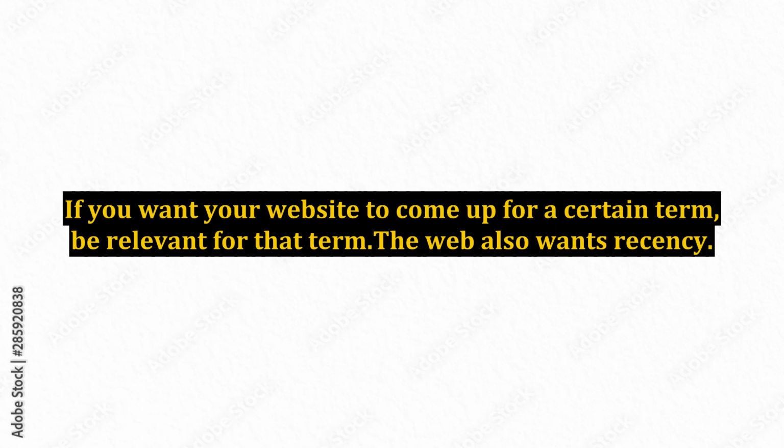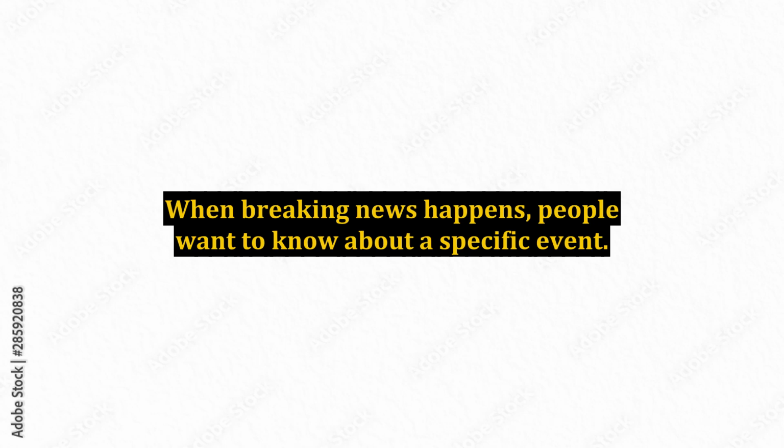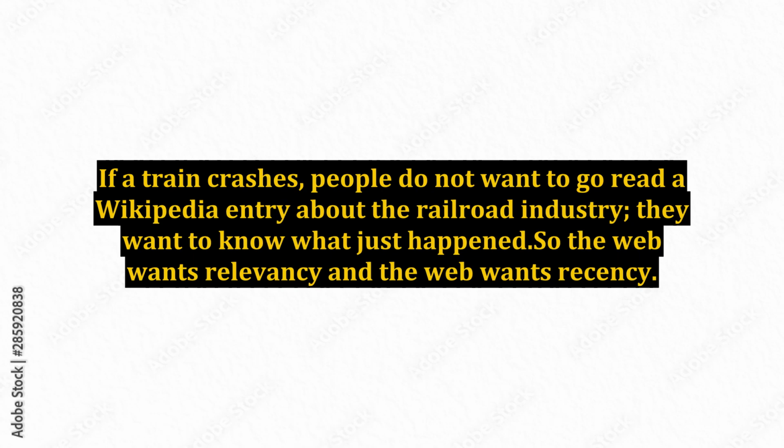The web also wants recency. What does that mean? When breaking news happens, people want to know about a specific event. If a train crashes, people do not want to go read a Wikipedia entry about the railroad industry, they want to know what just happened. So, the web wants relevancy and the web wants recency.